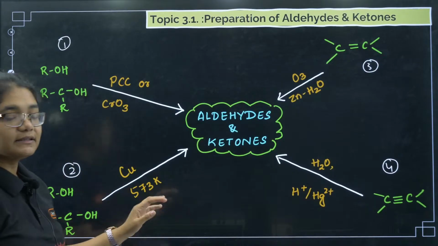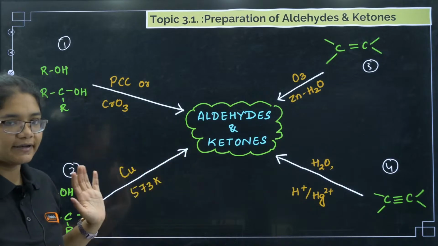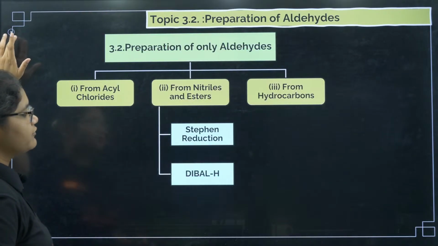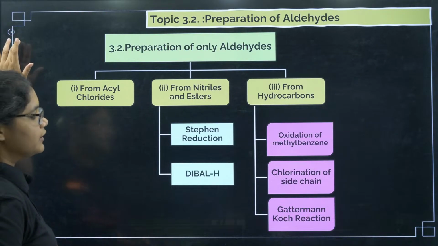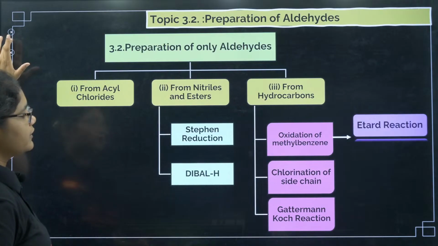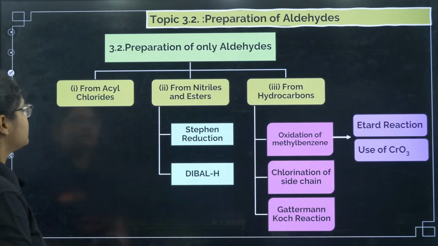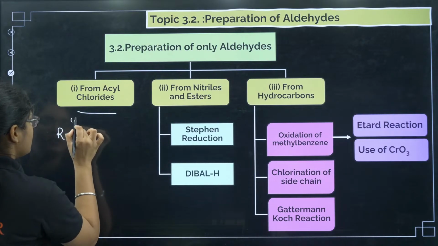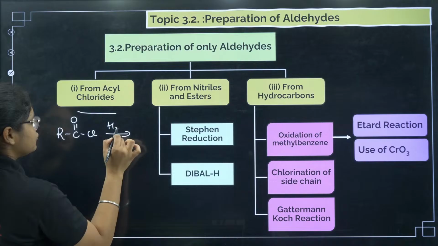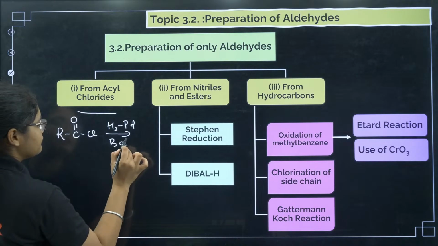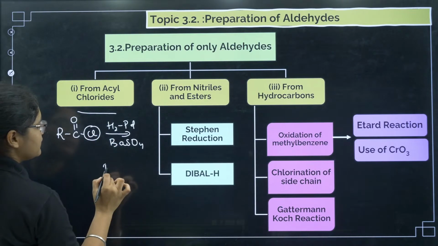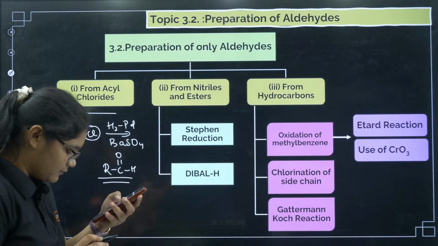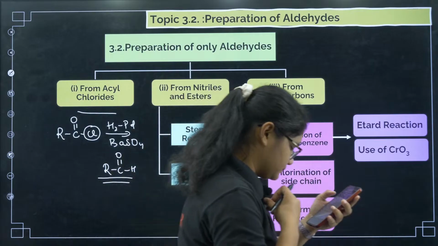Yes, so these are the methods by which we can prepare both aldehydes and ketones. Now we will see the methods for preparation of only aldehydes. If I just want to prepare aldehydes, not ketones, what all reactions do I have? You can see here. First is from acyl chlorides, that means RCOCl. On RCOCl, if I take H2, palladium, barium sulfate, this chlorine will be replaced and you get RCHO. Can anyone tell me the name of the reaction?